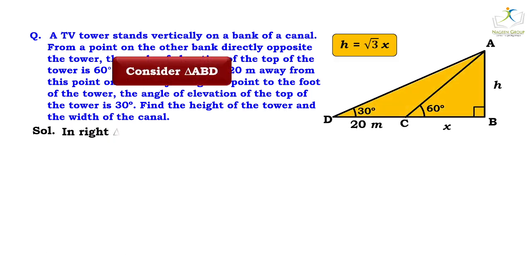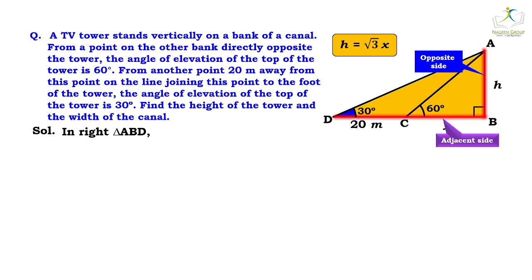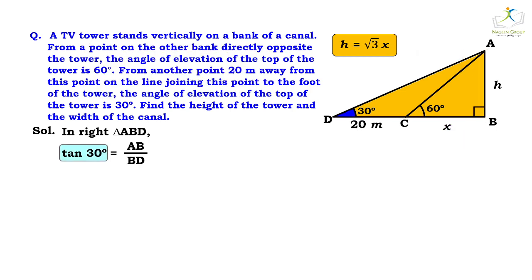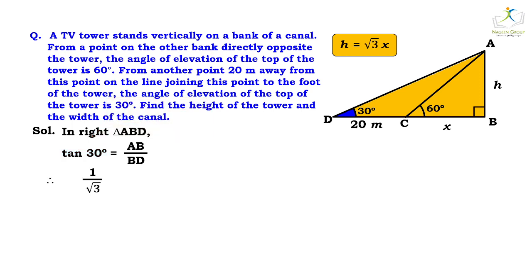Now consider triangle ABD. Observe angle D, which is 30 degrees, right? Perpendicular by base again, so tan will be applied. Tan of 30 degrees, perpendicular is AB, base is BD. The value of tan 30 is 1/√3, keep it as it is. The value of AB is h and the value of BD is 20 plus x, right?